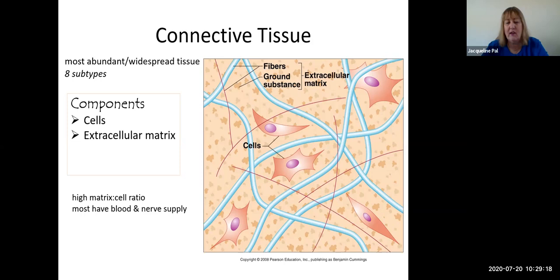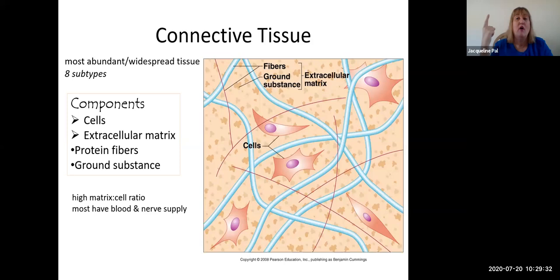So what is in the extracellular matrix? Remember, connective tissue is made of cells and extracellular matrix. An extracellular matrix is made out of protein fibers, which are embedded in this background material known as ground substance. So in this picture, we've got these little purple protein fibers, we've got these blue protein fibers, and then all this brownish stuff, even with the little blobs, all of that is called the ground substance.